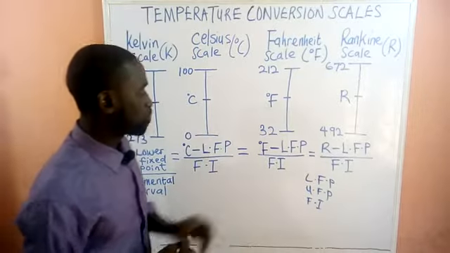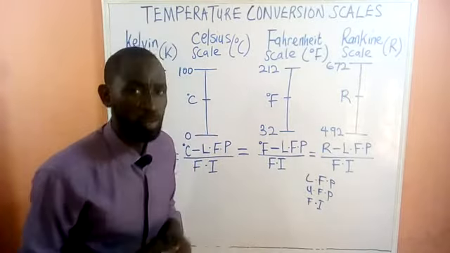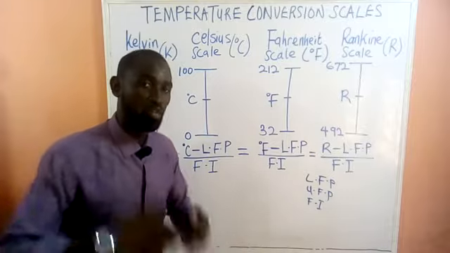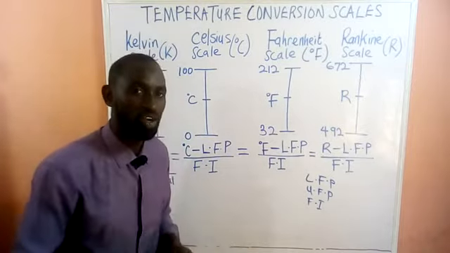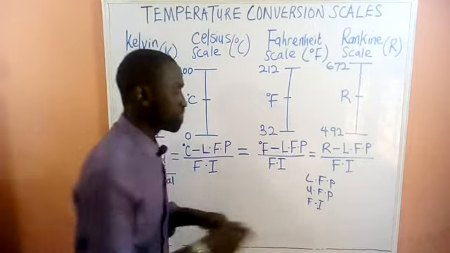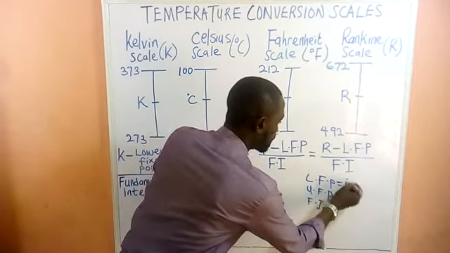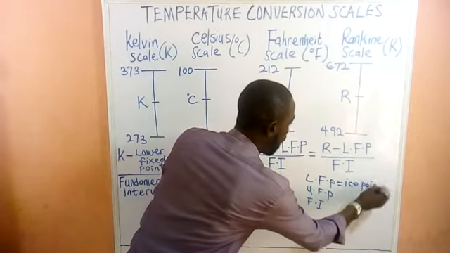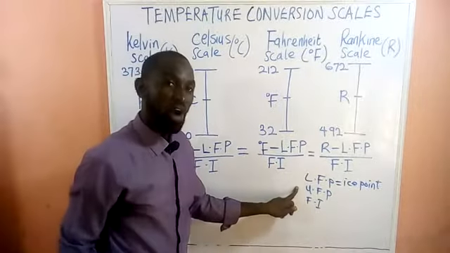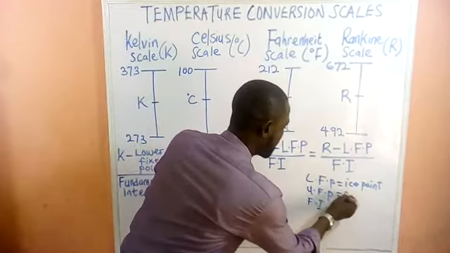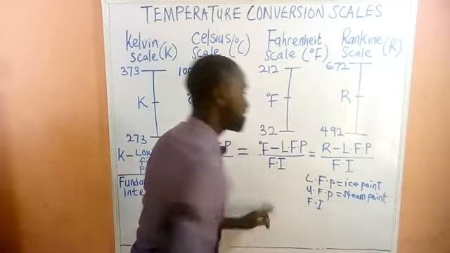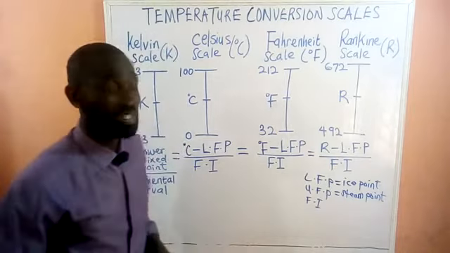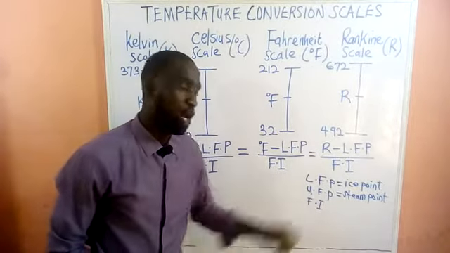Now look at this. This lower fixed point can also be called the ice point. So in some questions, we will not see lower fixed point, but we will see ice point. Once you see ice point, it is also the lower fixed point. Then for upper fixed point, you will see steam point. So we're saying steam point is the same as the upper fixed point.